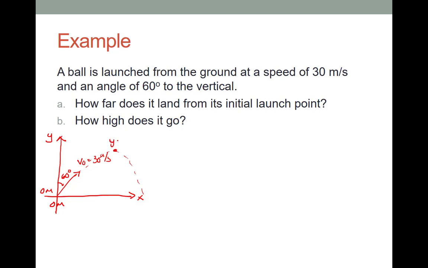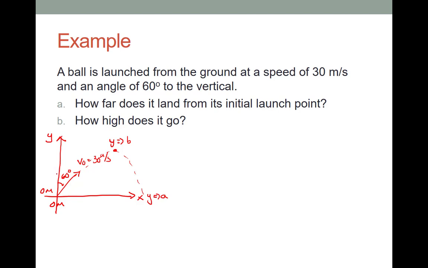This is going to be y for part B. So I'm going to just do it like that, I guess. And this will be y for part A. So how high does it go? It's the maximum height. And how far does it land from its launch point? That would be back down at the ground.